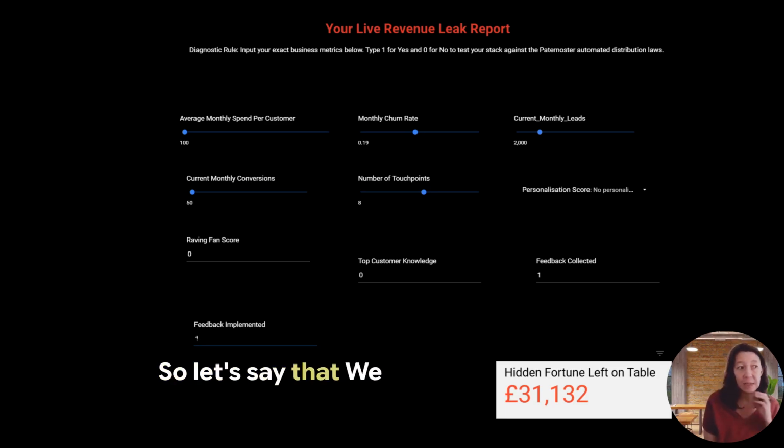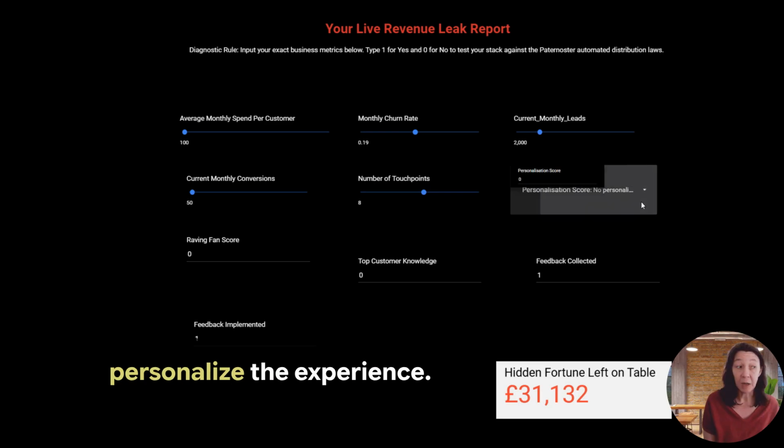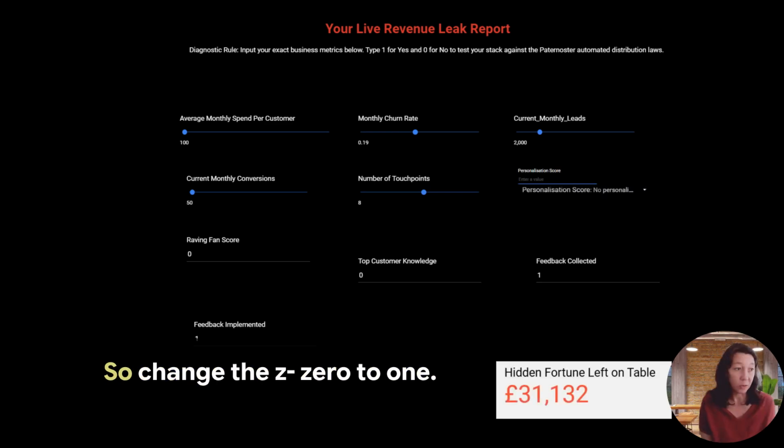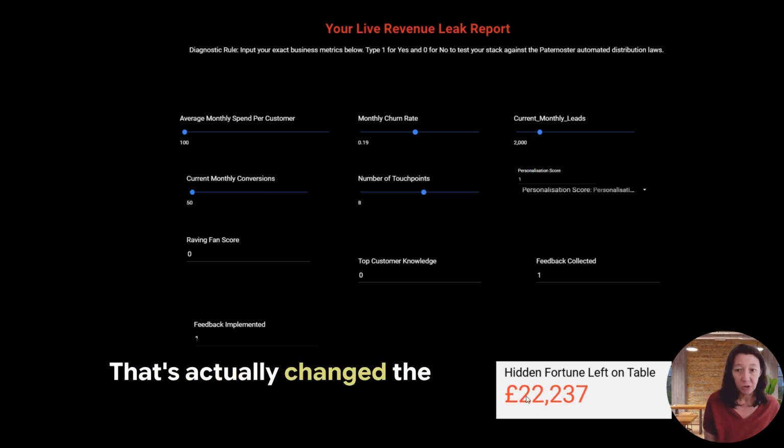So let's say that we personalize the experience. So change the 0 to 1. That's actually changed to 22,000. So making one thing more effective has impacted your bottom line. You cleared about 8 grand straight away just by personalizing the score. And then obviously you do have the top customer knowledge as well.